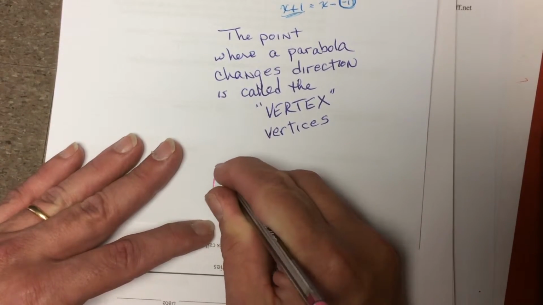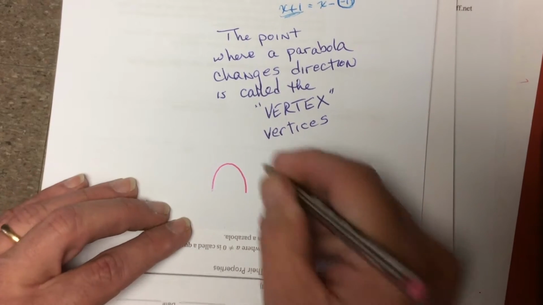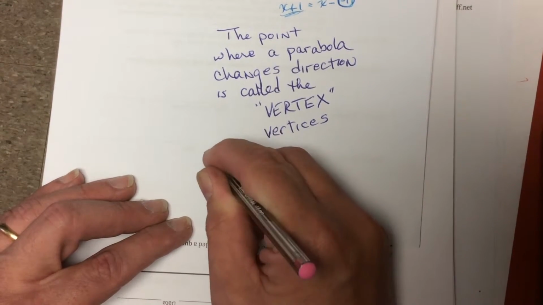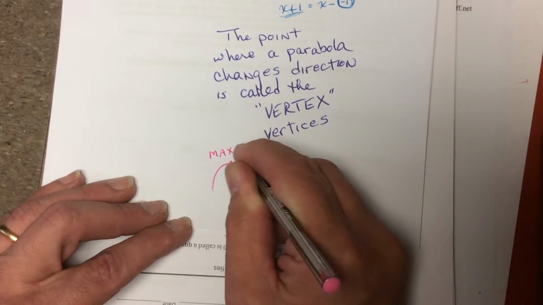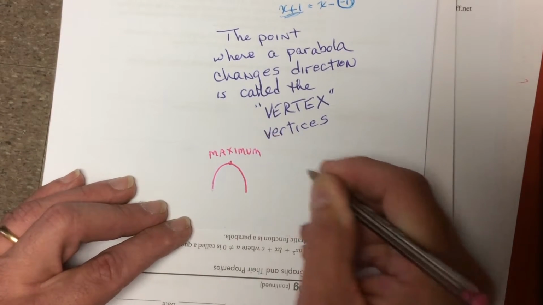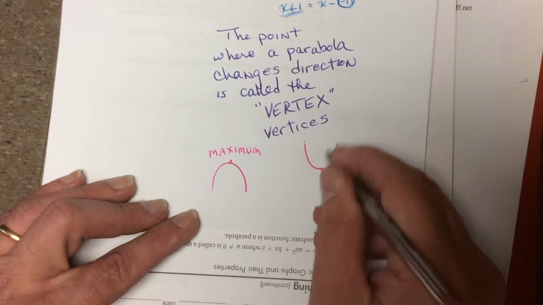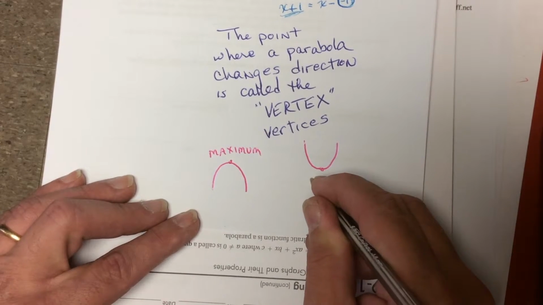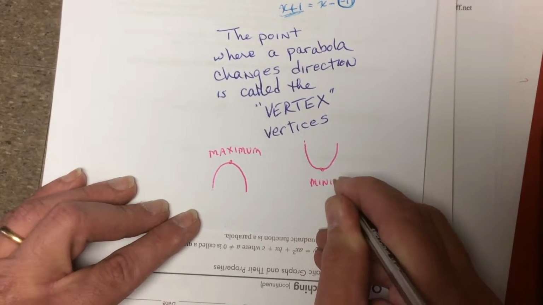If a parabola is pointing down, then its vertex is a maximum, because it's as high as it gets. If the parabola is pointing up, the vertex is a minimum.